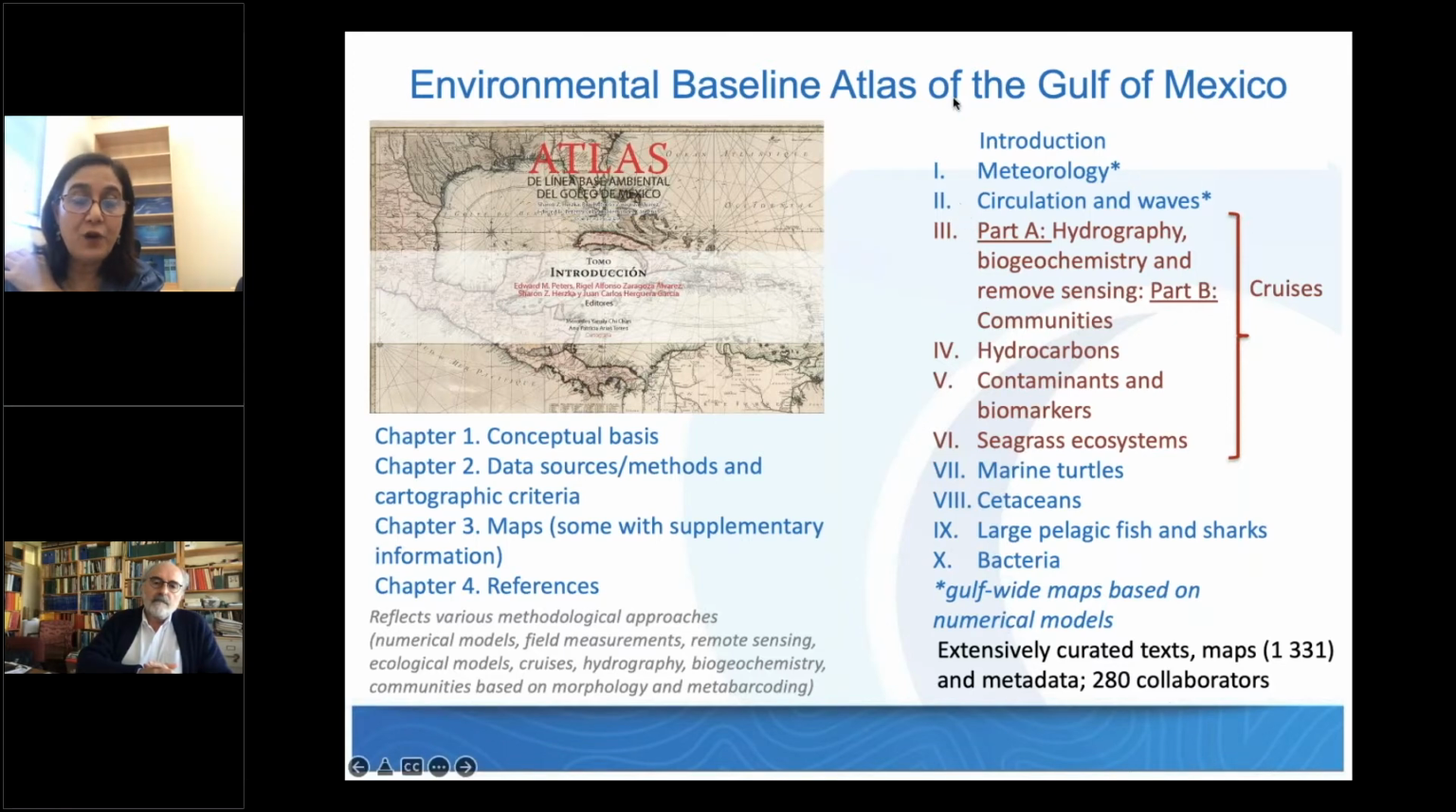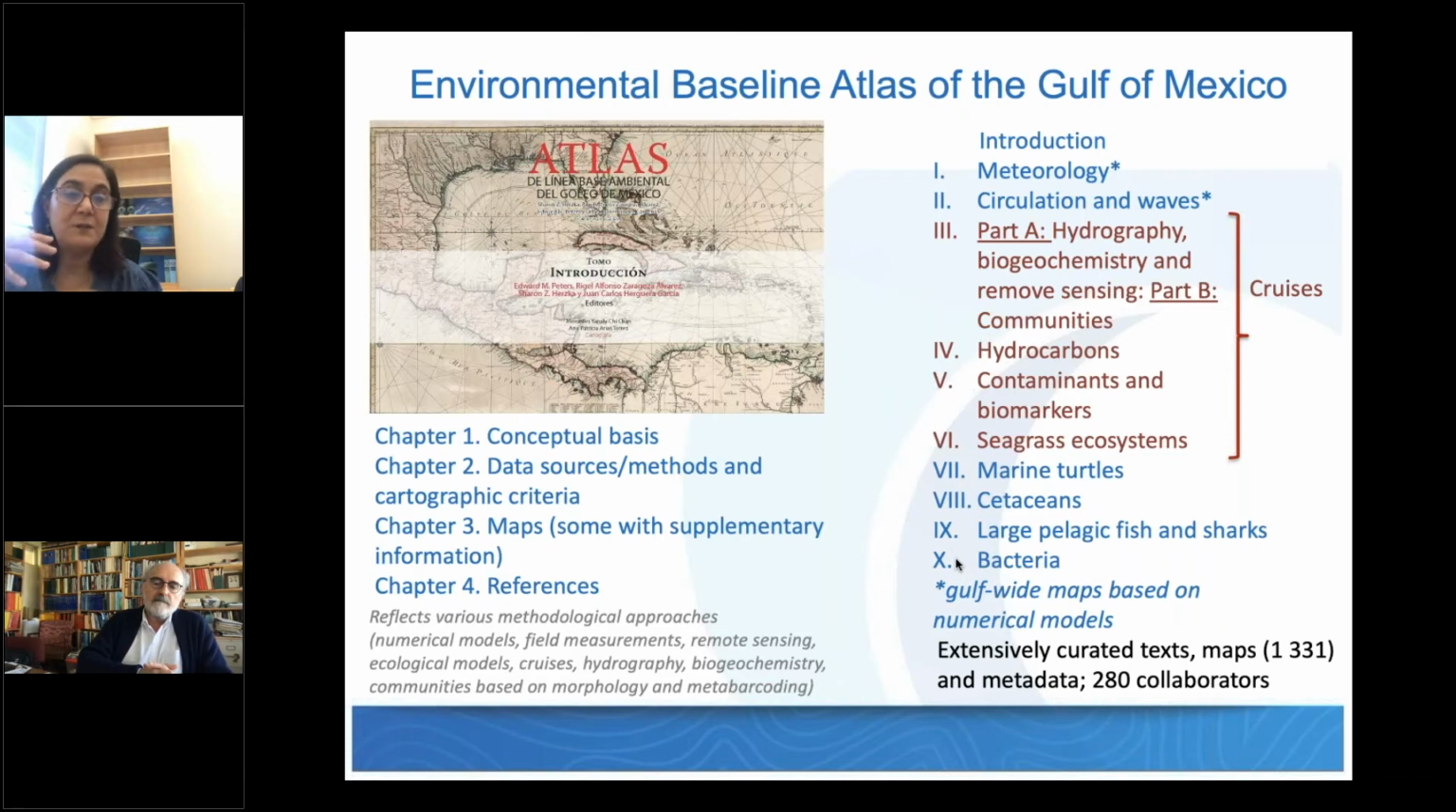So basically, for all of these volumes, the people that generated the data went through a process of analyzing the data, quality control, selecting which data they were going to portray, generating the maps, and then working with a group of geographers and cartographers to do the best possible spatial representation of the data. So there's over 1,300 maps in the atlas. All of them are extensively curated, and they are all integrated into these volumes.